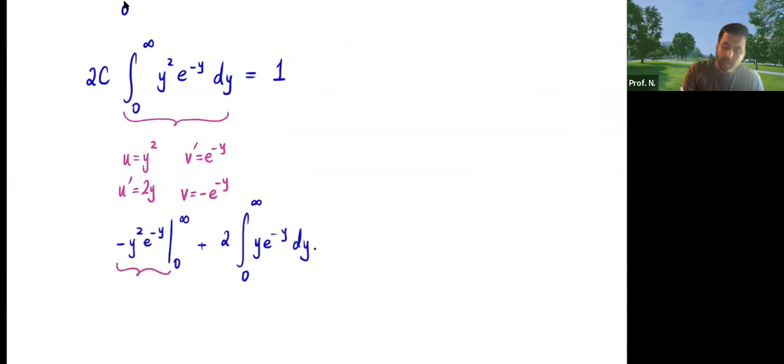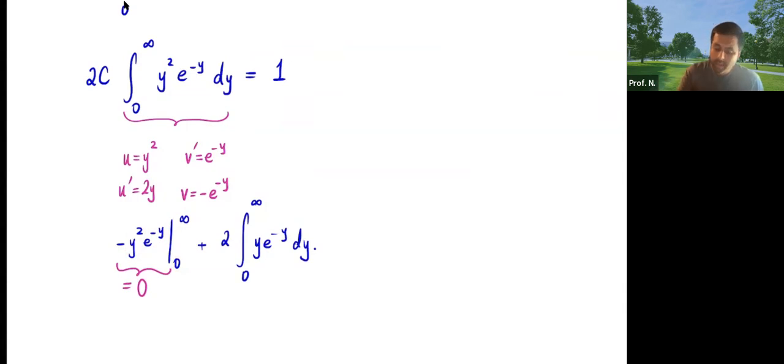This will be equal to what? 0, for many reasons. When you plug in infinity, when this approaches infinity, this whole thing becomes 0 quicker than this becomes infinity. So it goes to 0. And if you plug in 0, of course, you get everything equal to 0.